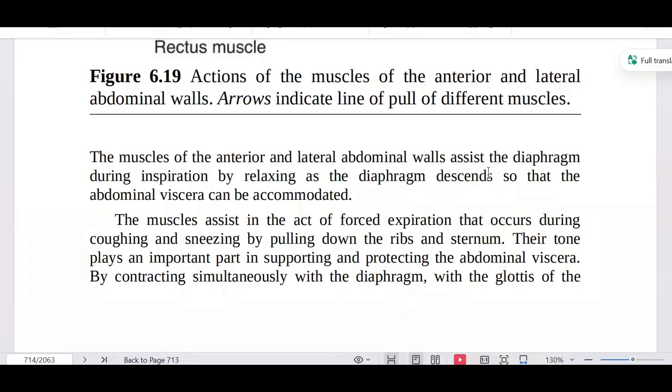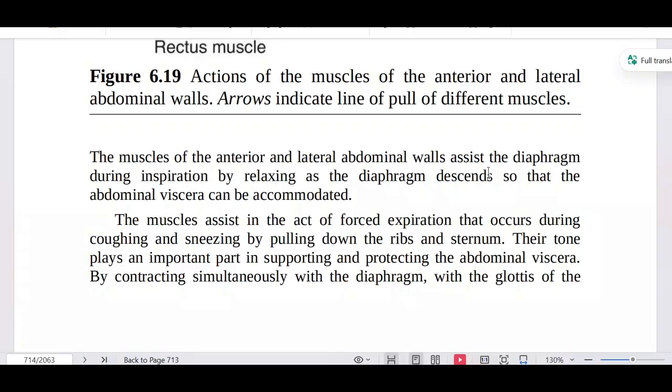When these muscles contract, they act as a girdle. That means they are pulling the abdominal wall inward and compressing the viscera inside the abdominal cavity. And you already know that the abdomen cannot be compressed, so that inward compression forces the relaxed dome-shaped diaphragm to move upward into the thoracic cavity.